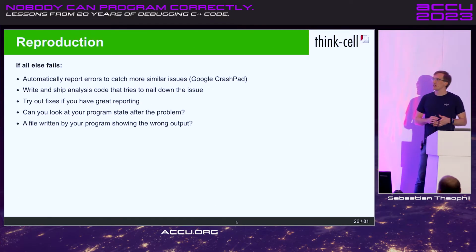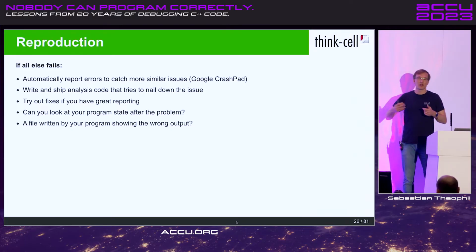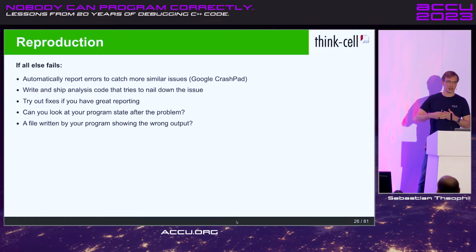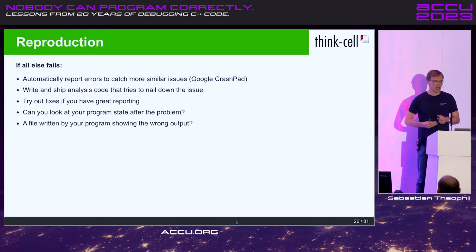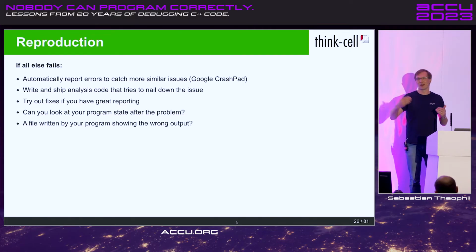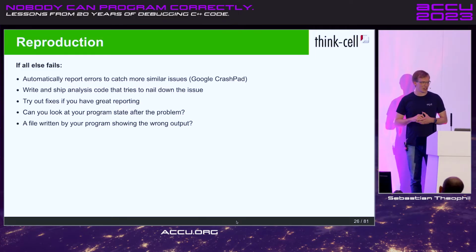And if anything else fails, then it's good to have some automatic bug reporting system like I've shown in the beginning. There are several open source versions like Google Crashpad. They allow you also to write and ship analysis code to, again, analyze your system when the problem occurs and maybe send a more helpful error message to your developer team. And if you have a really good system, you can even try out fixes on those live machines and report back if that worked. But I have to admit, we only did this once in 20 years, I think.